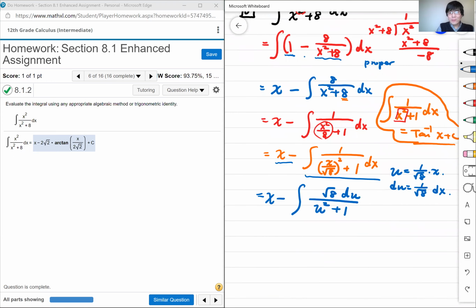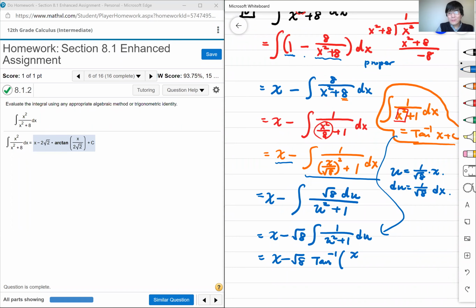Square root of 8 is just a constant multiple, so you can put it outside of the integrand. So it's going to be the integral of 1 over u squared plus 1 du, and now you can use this formula. So it's going to be x minus square root of 8 arctangent of u, and u is equal to x over square root of 8. Okay, so that's going to be the answer.